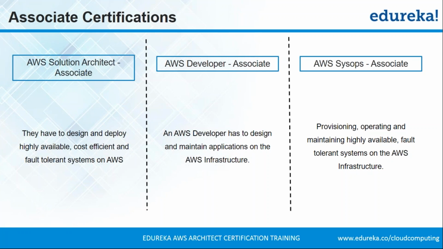Let me recap. A solution architect would create an architecture, the developer would create the applications on that architecture, and the SysOps guy would maintain and operate those applications on that infrastructure. So this is how the cycle goes, and this is the difference between an AWS solution architect, an AWS developer, and an AWS SysOps associate. Any question on any of these roles that we just discussed?